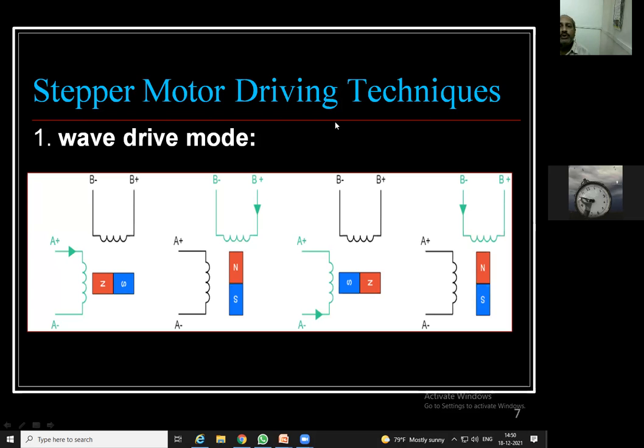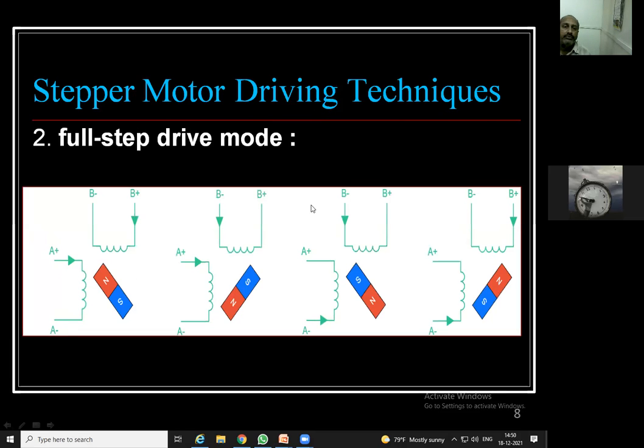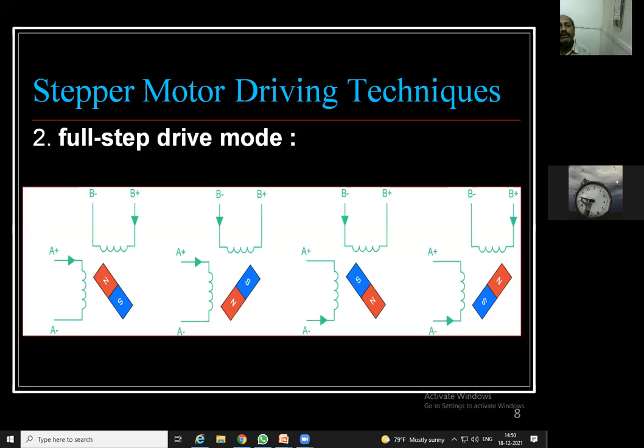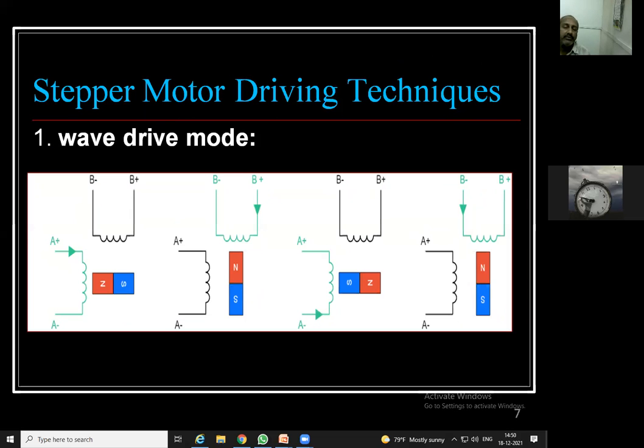Now, stepper motor driving techniques. How many techniques are there? Basically three techniques: wave drive, full step drive, and half step drive. The pictorial representation is very well explained here, so we will come to know the basic concept of the stepper motor. The first one is the wave drive. In it you can observe four diagrams, A, B, C, D.